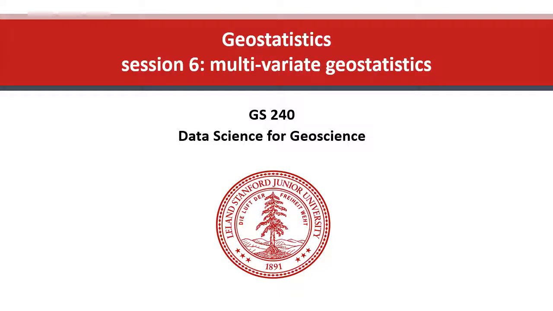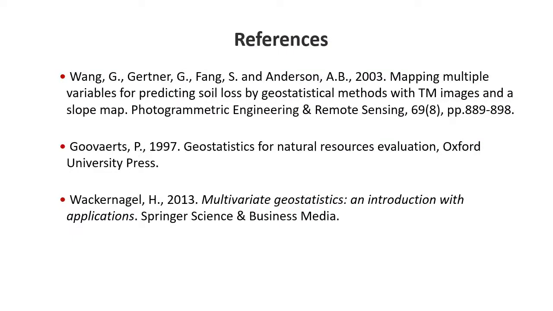In this session, I'll be treating the topic of multivariate statistics. Here are some references. I will show a simple case. I just found this paper online. It's a nice paper in the sense that it has some application of both co-kriging and co-simulation. For other reads, I refer to the book of Pierre Gouvert's and also the book by Hans Wackernagel, who has written a really nice book on multivariate geostatistics in particular.